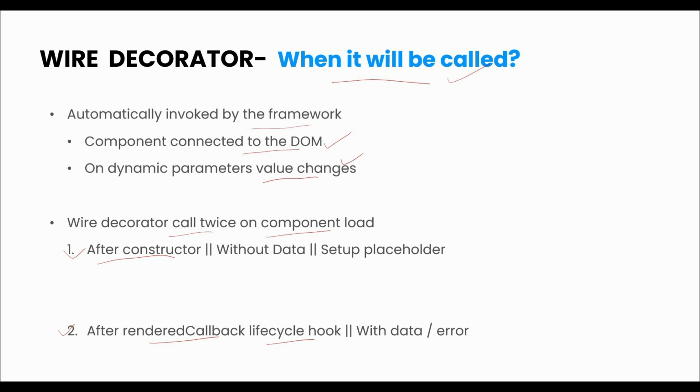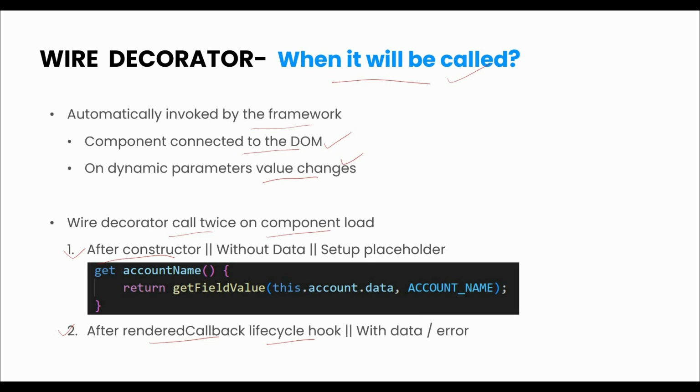And in component also, we may use wire properties anywhere in code, like in getter properties. Now, if LWC will hold rest of the component execution and wait until wire decorator gets data from server, then it will be a performance issue. And if LWC will continue execution, then this code will throw an error. This is because initially this account will be undefined, so we can't navigate to this data property, right?